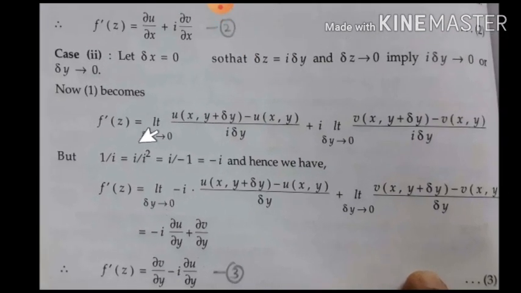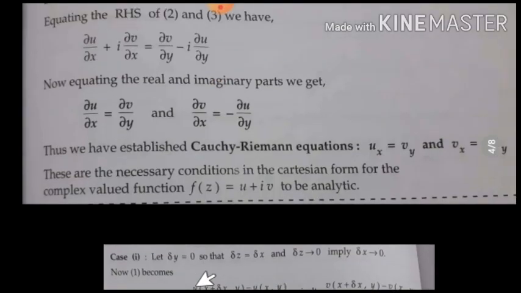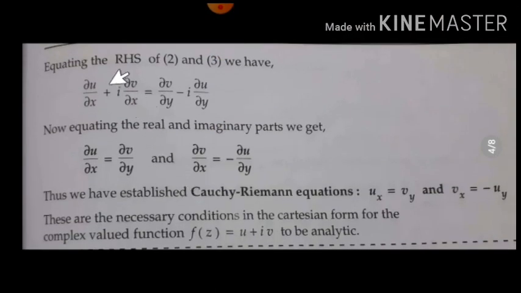Now we compare these two equations, 2 and 3. See, the real part on the left hand side is the same, f dash of z itself, correct? So when I equate the real part, what will I get? Dou u by dou x is equal to dou v by dou y. And when I equate the imaginary part, dou v by dou x is equal to minus dou u by dou y. That itself is written in the next step. Equating the RHS of 2 and 3, you get the real and imaginary parts in this way, which is nothing but the CR equations in terms of x and y.